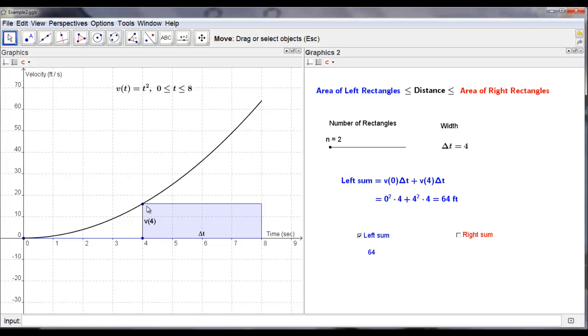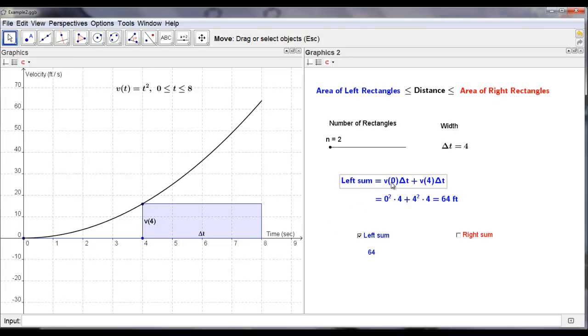Okay. And similarly to the right rectangle situation, each of these rectangles represents a distance, but now this distance has to be less than the car traveled over that interval, because in fact most of the time we were traveling more quickly than v of 4. So if we add up the area of these two rectangles, we'll get a lower bound on the distance the car travels.